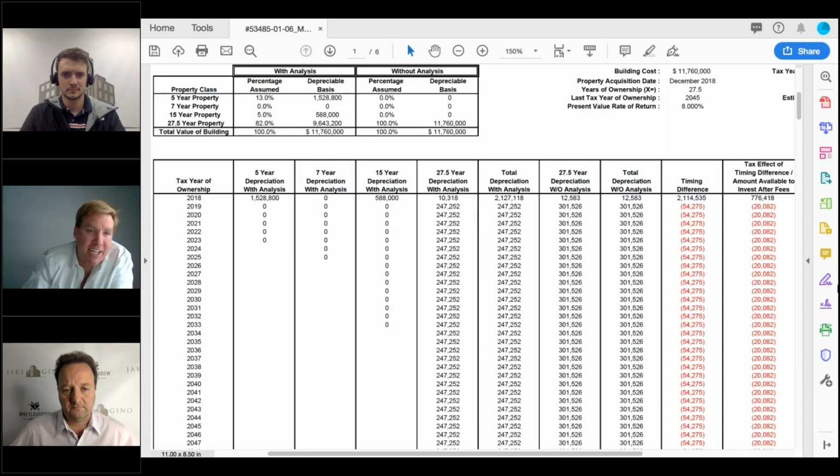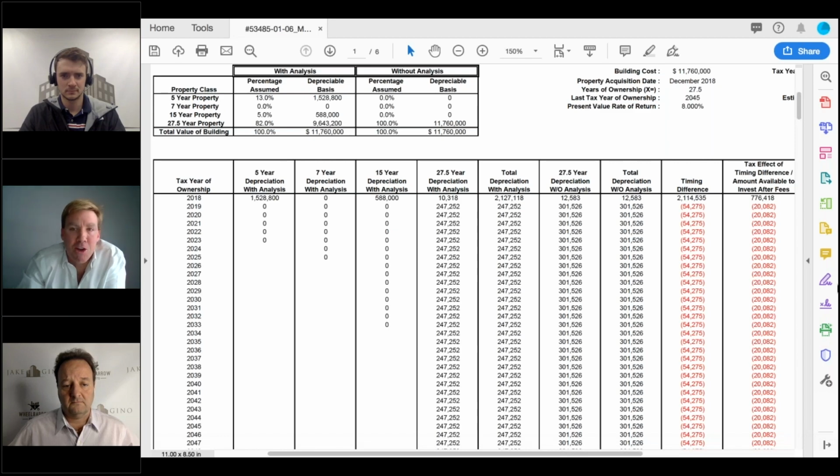As you can see on the left-hand side here, we were able to accelerate 13% of the property into 5-year, 5% into 15-year, and the remaining 82% stayed in 27 and a half year. Now you're asking, what are some of the components of the building that are eligible for accelerated depreciation? On this property, you were looking at the carpeting, the wood flooring, the molding, the cabinets, the security system, the wall coverings, the window treatments. All that stuff is eligible to go into 5-year property.